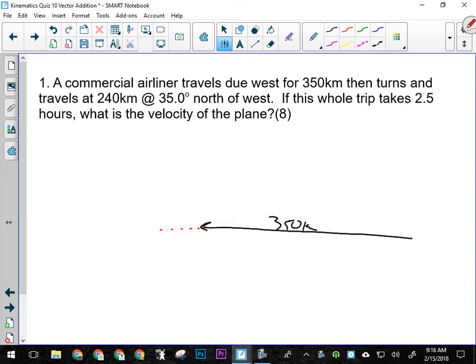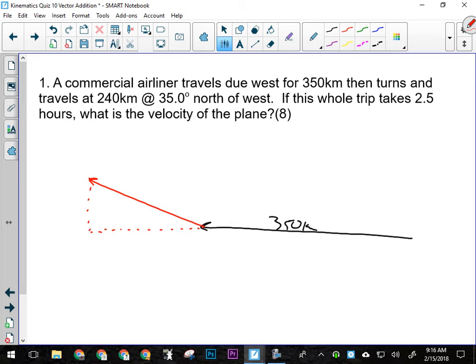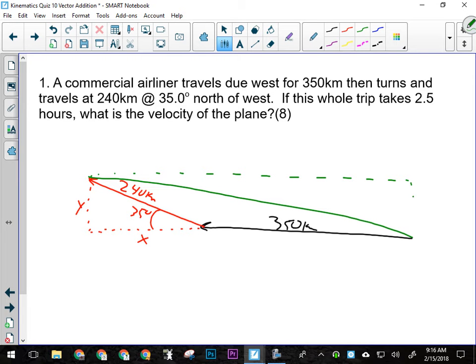All right, so my reference is still west. Going to go 35 degrees north of that. Okay, so we're going to have 240 kilometers there. This angle's 35 degrees, x, y. And then our overall displacement is that kind of crooked line that's supposed to be straight. Here's y, here's x. That's going to be my overall displacement.